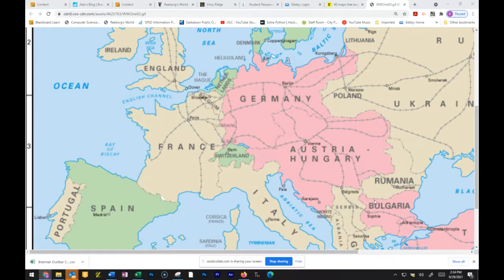Woodrow Wilson actually, I think, kind of spearheaded it. He was the U.S. president. So it had the United States, Great Britain, France, and Italy. I believe were the big four. And Russia had their own problems at this point.